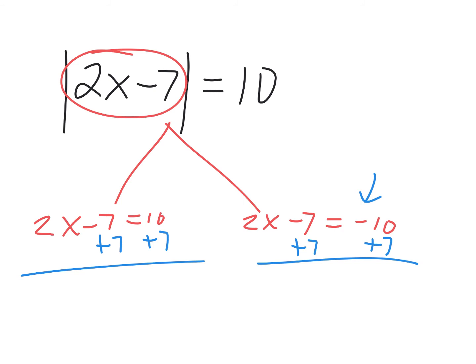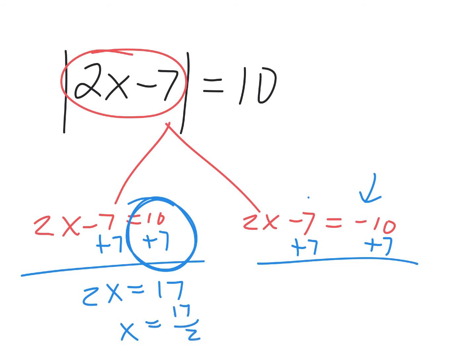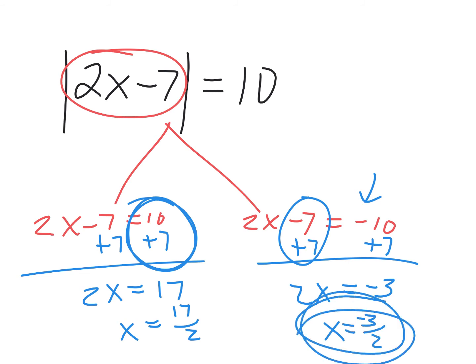Liv, tell me what to do next. What's this? Yep. What's the final answer? Yep. And then on this one, those cancel. Negative 3. Negative 3 over 2. 2 answers.